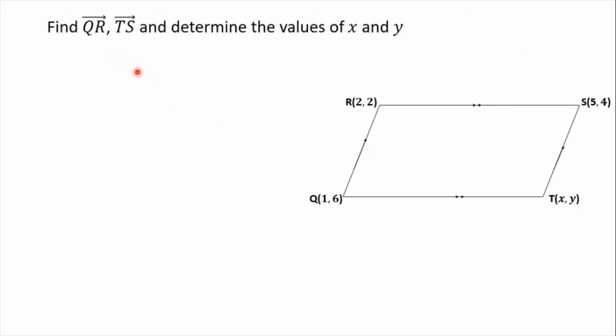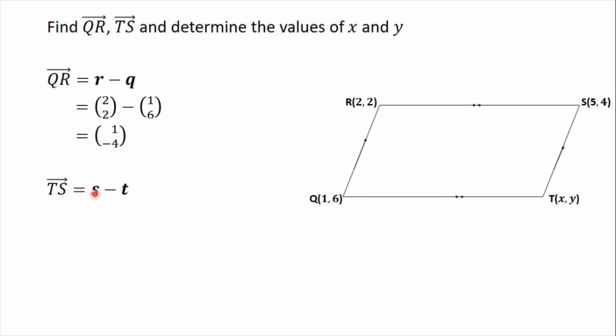Let's go on and find the first part. The question says that we should find vector QR and vector TS. From there, we can determine the values of x and y. So let's begin with vector QR. We know that vector QR is the same as position vector R minus position vector Q. The components of position vector R are the coordinates of point R, which is (2, 2). Minus the components of position vector Q, which are the coordinates of point Q, (1, 6). We have 2 minus 1, which is 1, and 2 minus 6, which is -4. So we have found vector QR. Let's find vector TS.